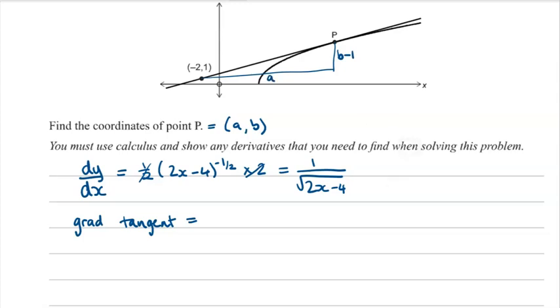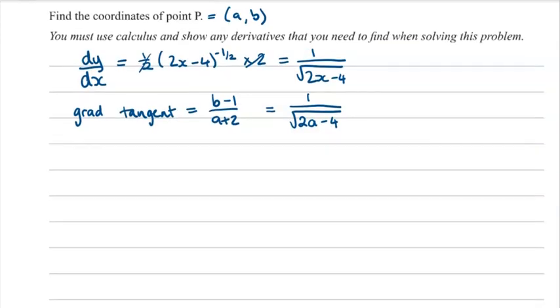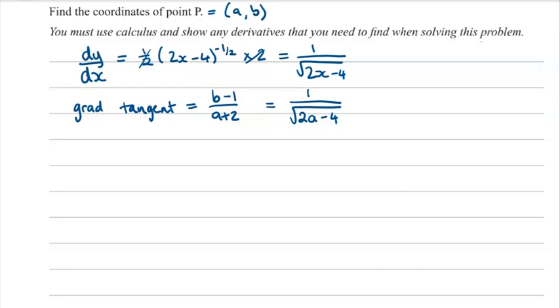And the run will be a minus 2, so a plus 2. So that'll be b minus 1 over a plus 2. And we can set that equal to the gradient we worked out from the curve at the point P, which would be 2a minus 4. Okay, so I'm going to try and solve this to work out the a and b parts. So we'll have b minus 1 multiplied by the square root of 2a minus 4 is equal to a plus 2.